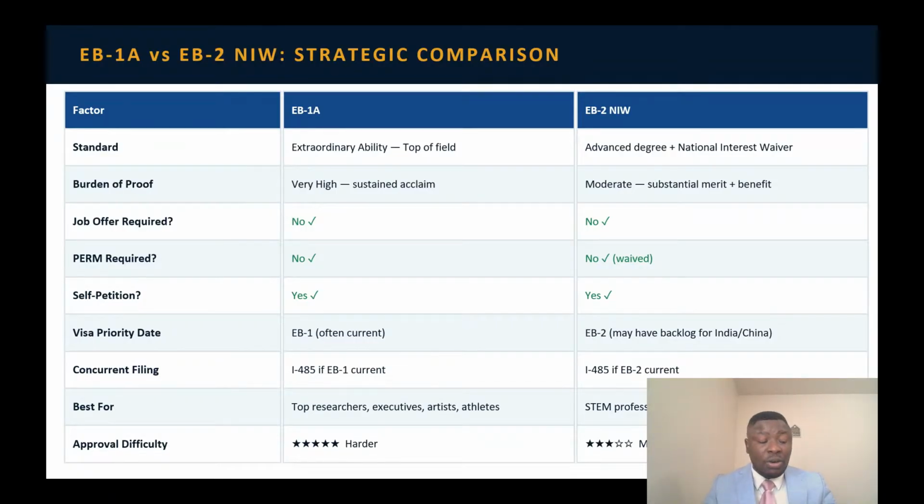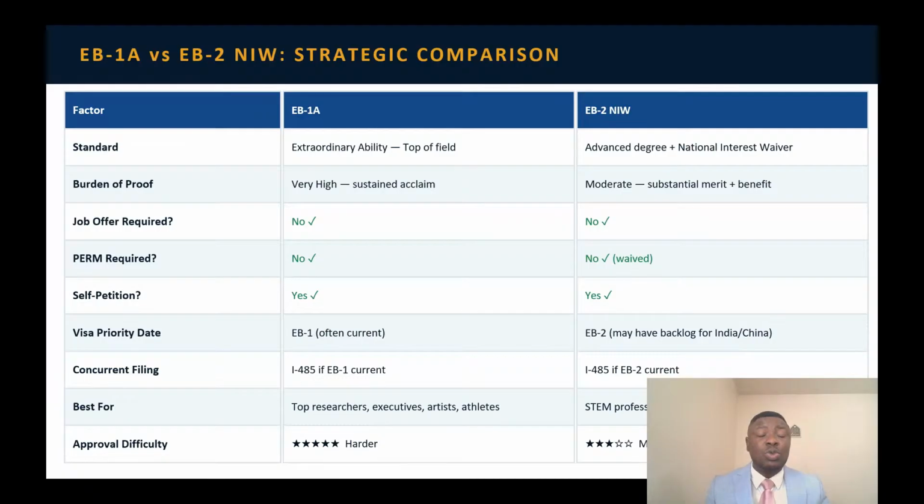There is no job offer required if you are filing for EB1 or EB2. There is no PERM certification required for EB1. For EB2, it is waived. Can you self-petition? Yes, you can self-petition for EB1 and EB2. That is, you can write it by yourself or you can give it to a consultant to write, and that's what we help people do.